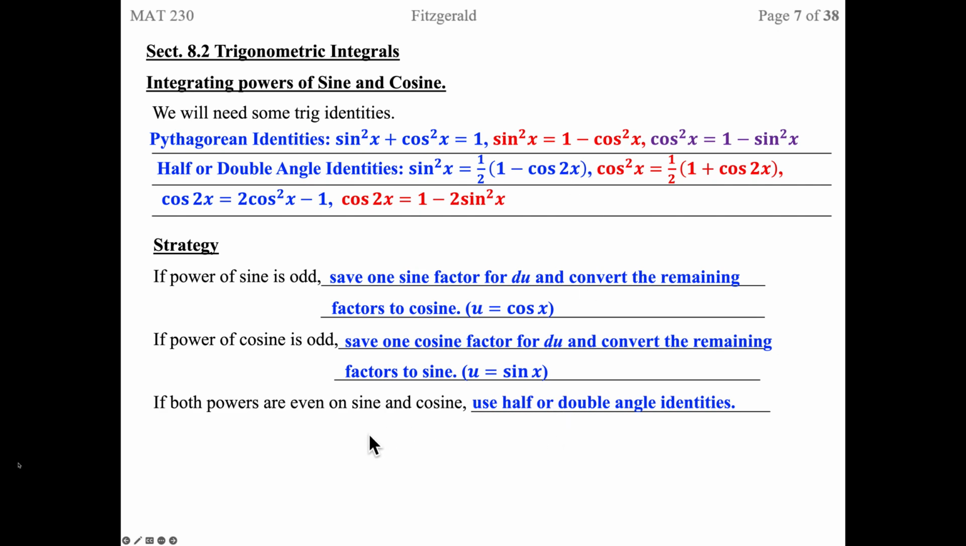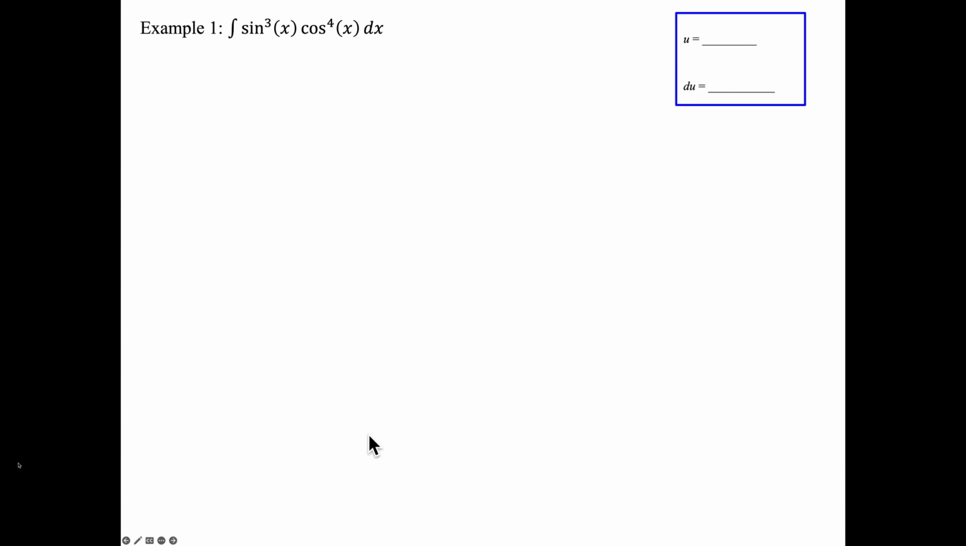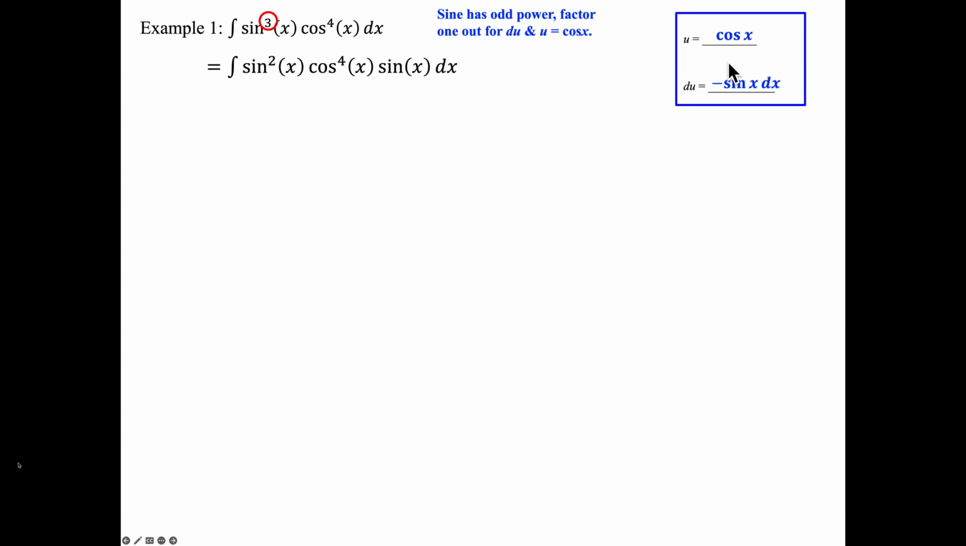Okay, so example time. Let's say you're asked to integrate sine cubed of x cosine to the fourth of x dx. So here your sine is raised to an odd power. I am going to take one of those sines and multiply it to my dx. That way I'm now going to let my u be cosine of x, and my du, when I take the derivative of cosine of x, that'll be negative sine of x dx. So I will just take that negative, divide it over to the du, and now I have my substitution here.